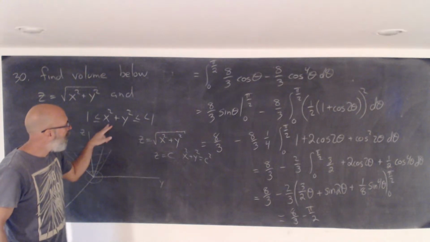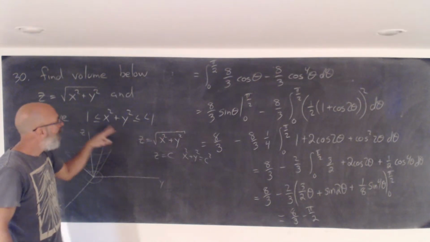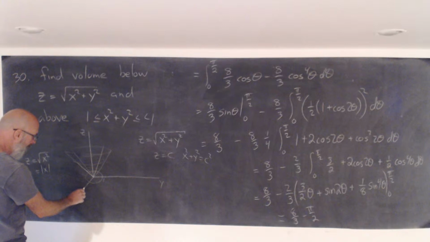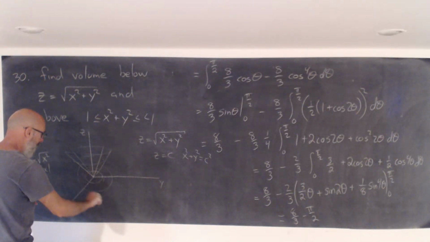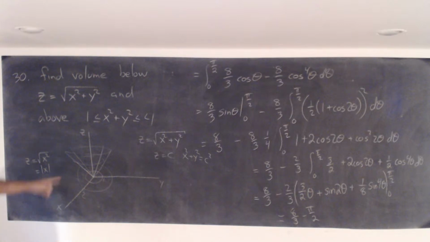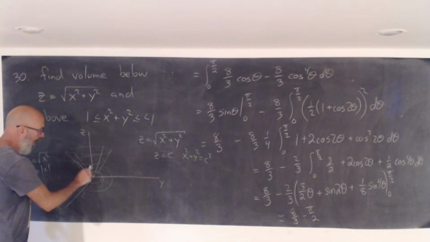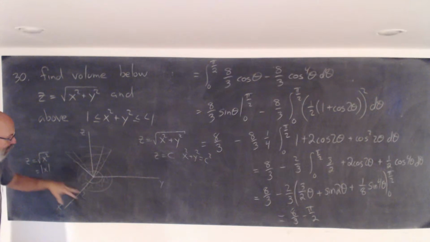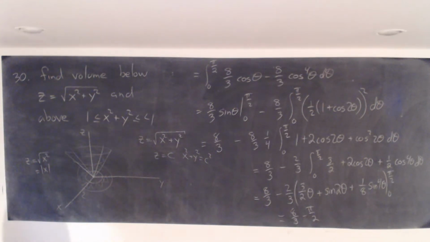But x squared plus y squared is less than or equal to 4. So x squared plus y squared equals 4 is a circle of radius 2, centered at the origin. So again, we are restricting our attention to this region between the two circles, but underneath the cone. So what is the volume underneath the cone restricted to the region between those two circles?